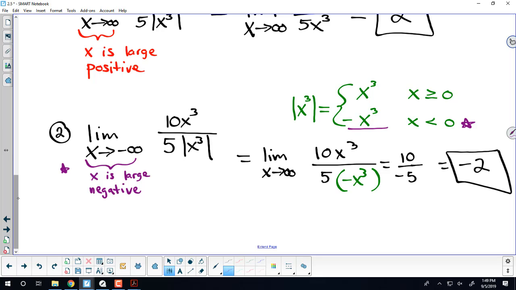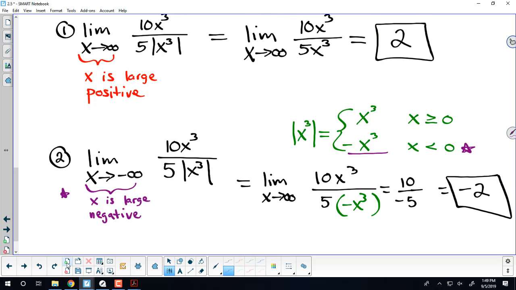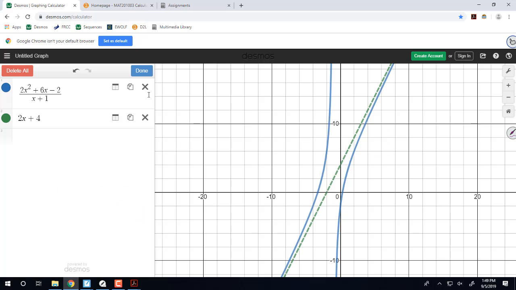Any other questions or comments on that? I know it's kind of weird at first because we're not typically accustomed to thinking of it that way. Again, it's crucial that we think of it that way. Otherwise, we're just getting the positive 2 as the limit, which is not the case.